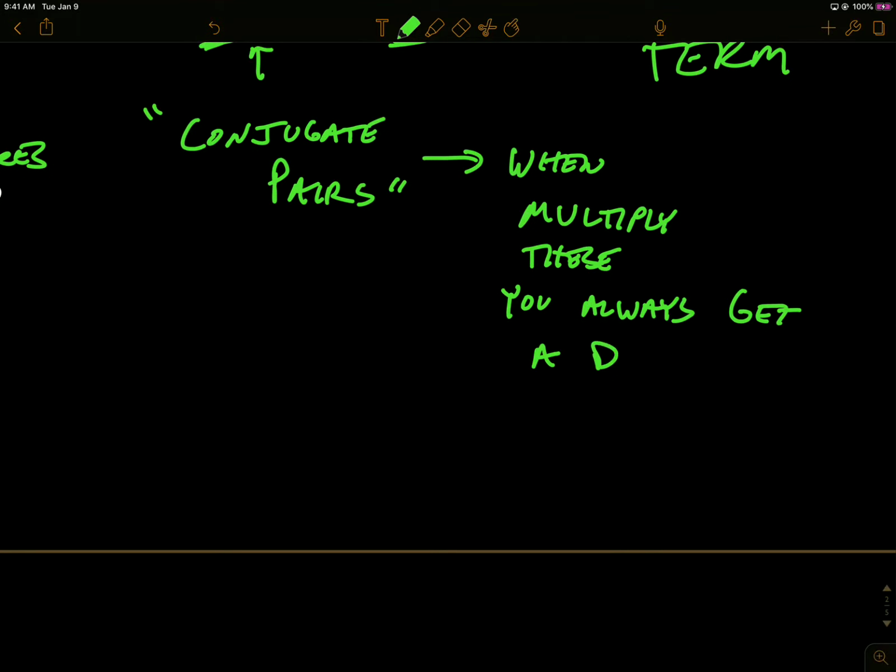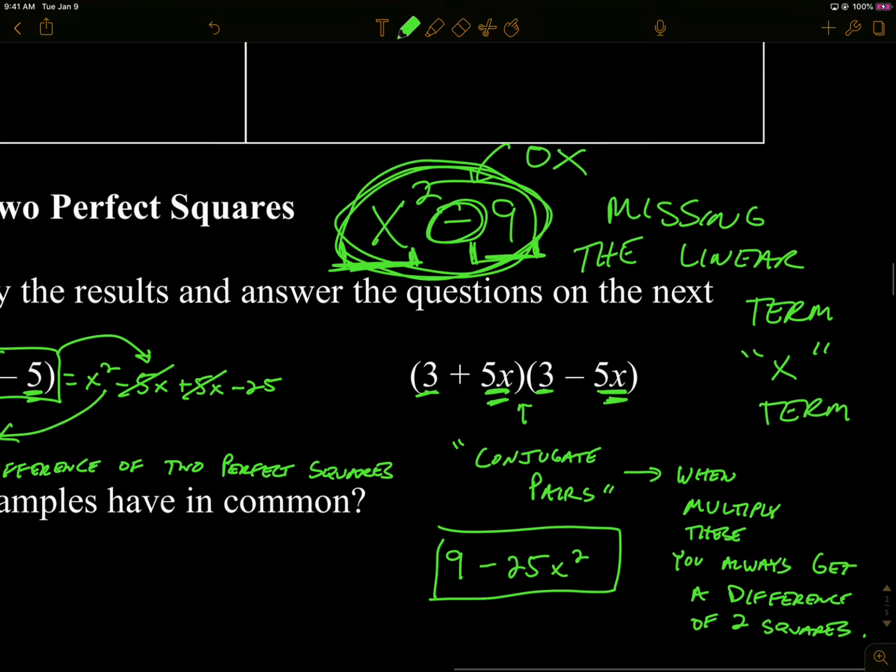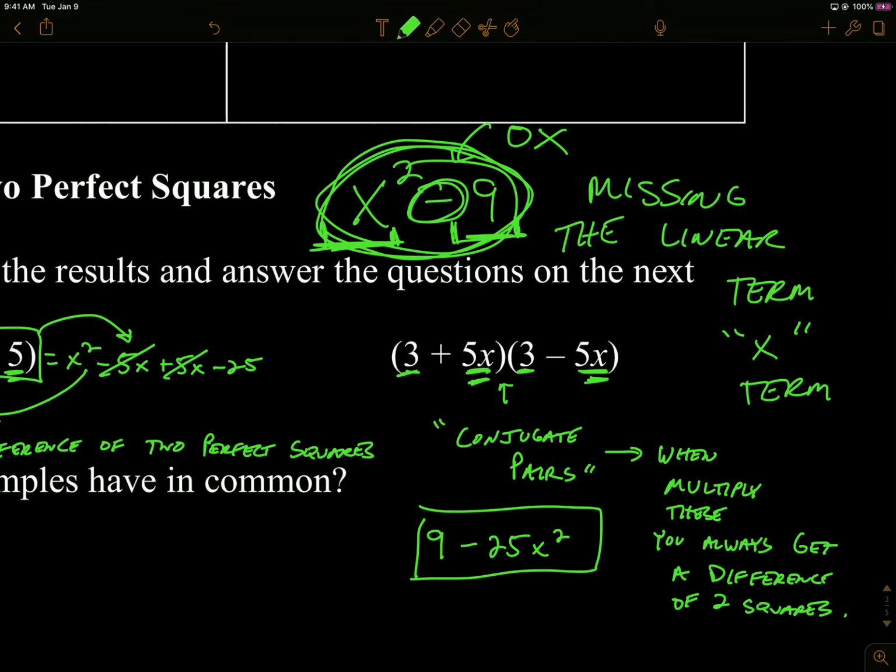So in this case, I know that if I multiply these out, I just have to do the first times the first to get 9, and the last times the last to get negative 25x squared. Why did I not have to do the mixture term? Because when I recognize conjugate pairs, I know the mixture term will cancel out. Look, 3 times negative 5x is negative 15x, and then 5x times 3 is 15x. Those will cancel. So the shortcut here is recognizing conjugate pairs. So what do all the factors have in common? They are conjugate pairs.